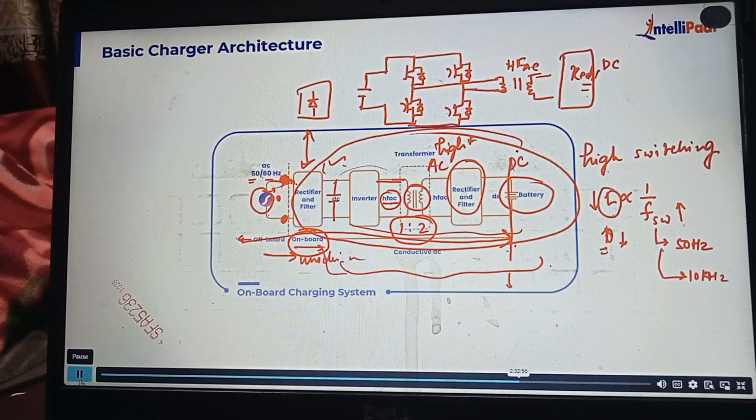That's why we want to reduce the size of this transformer. A high frequency transformer, you might have seen, has a very small size compared to a 50 hertz transformer. That's why people are going with the high frequency AC transformer, so that the size of the transformer can be reduced. Able to get it?